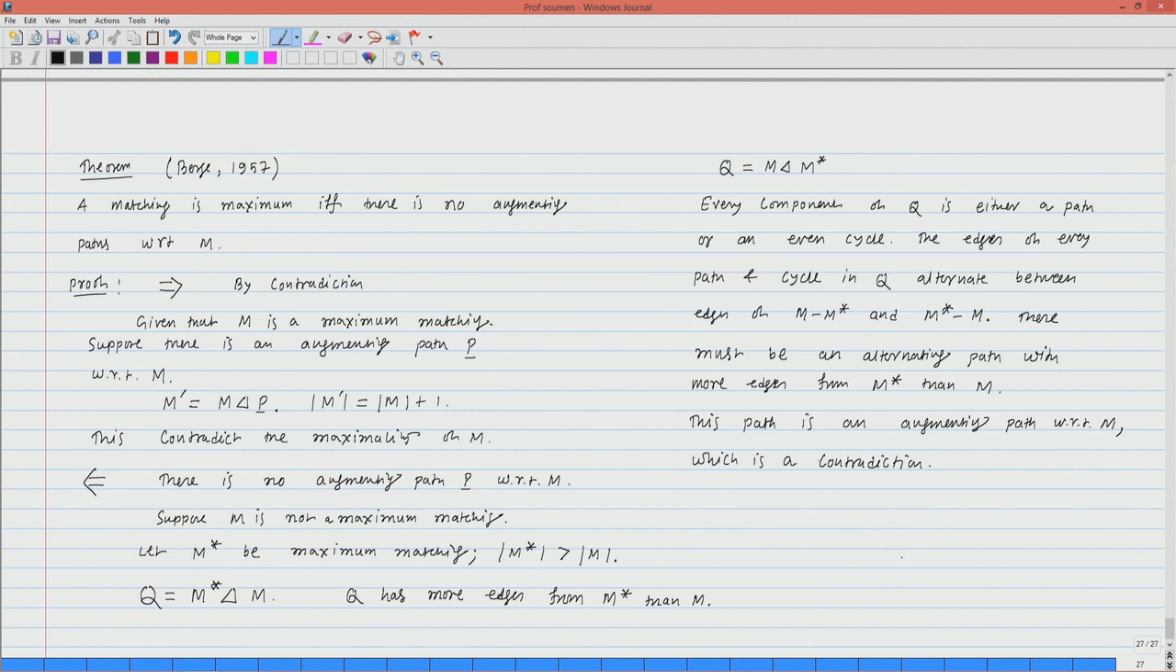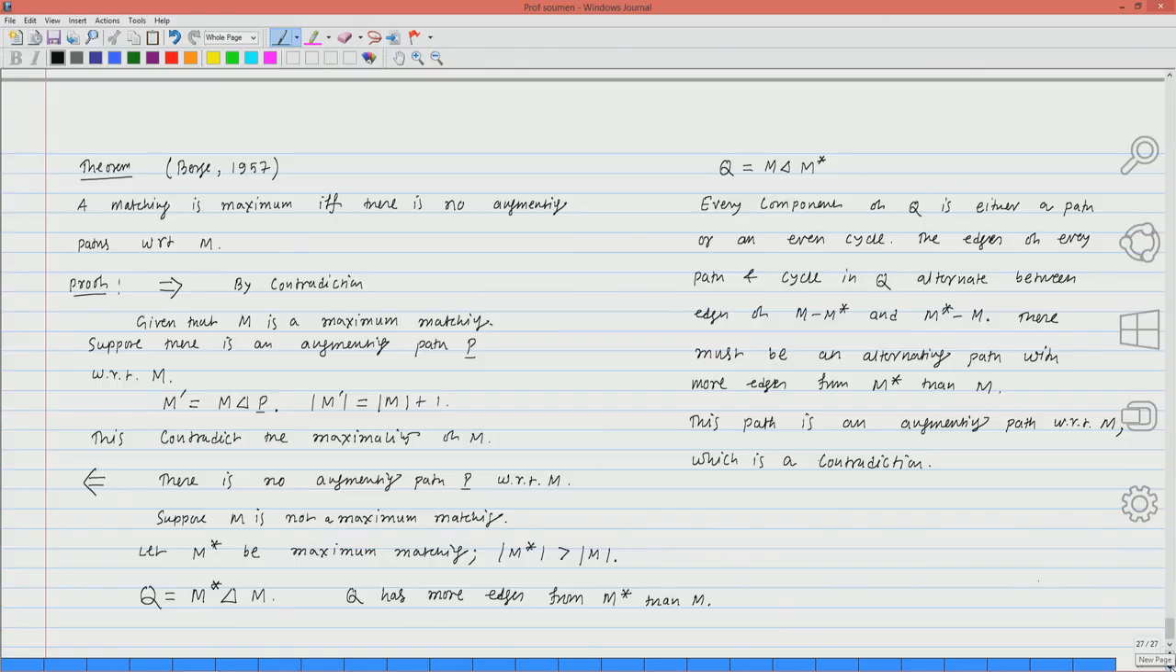So, we have proved that a matching is maximum if and only if there is no augmenting path with respect to that matching, and this theorem proves the correctness of the augmenting path algorithm.